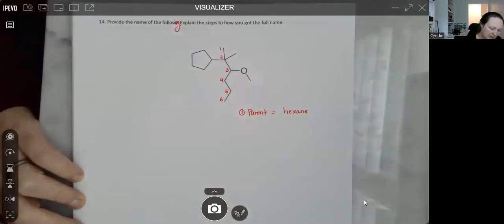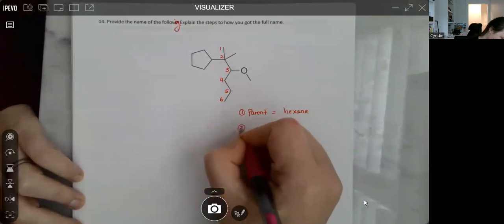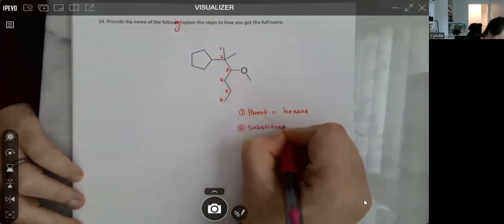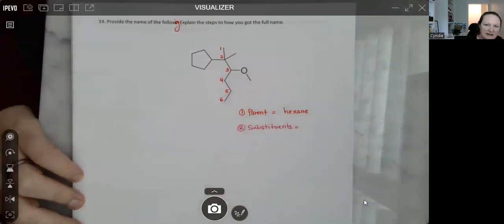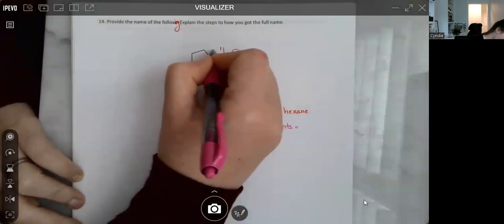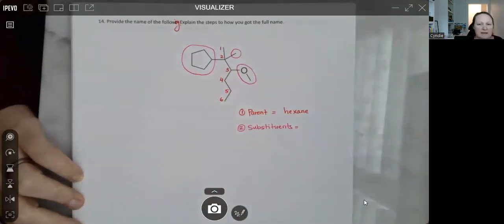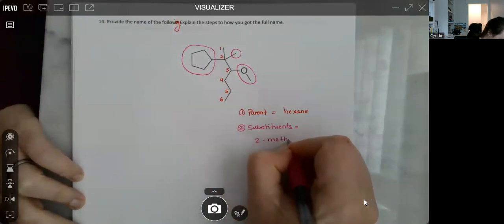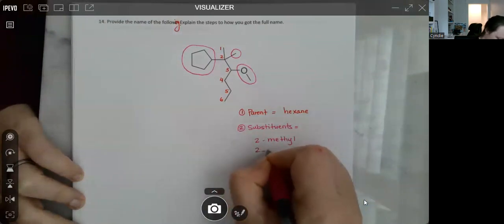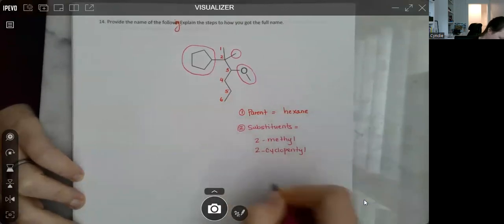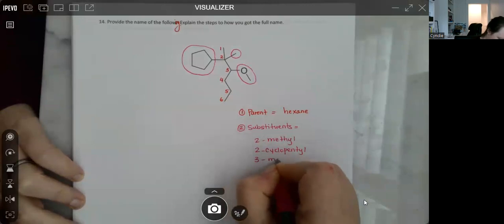Okay, so step number 2, we identify and name the substituents. Sometimes I like to circle those so that I don't forget any. Right, so we have a variety of substituents here. We have a 2-methyl, a 2-cyclopentyl, and a 3-methoxy.